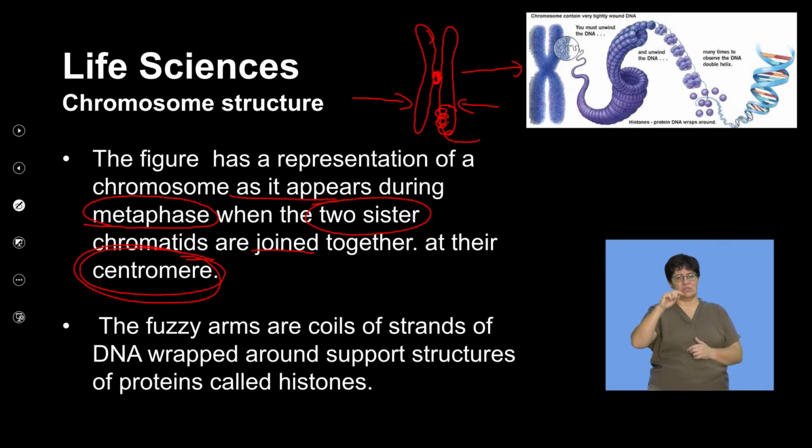So when we talk about a chromosome, it refers to this complex structure where it has two chromatids attached on either side by the central centromere. As I said, the fuzzy arms on the coils are strands of DNA wrapped around support structures called histone proteins.